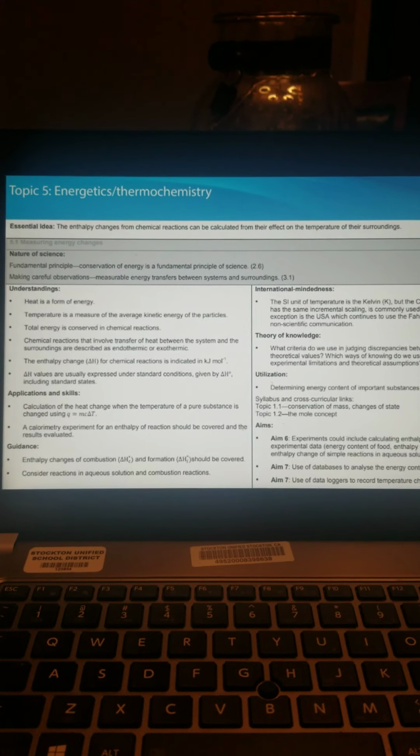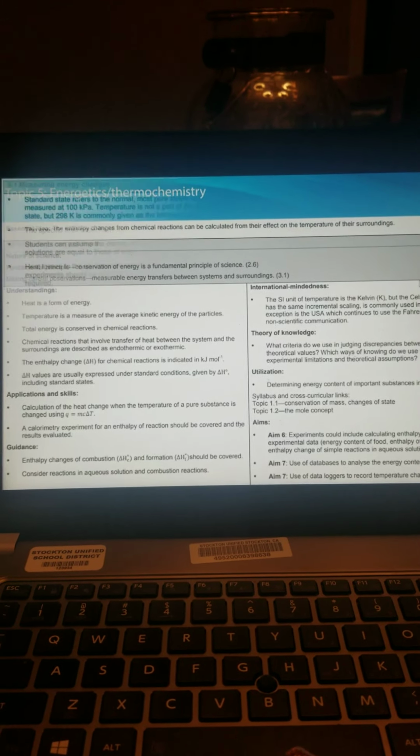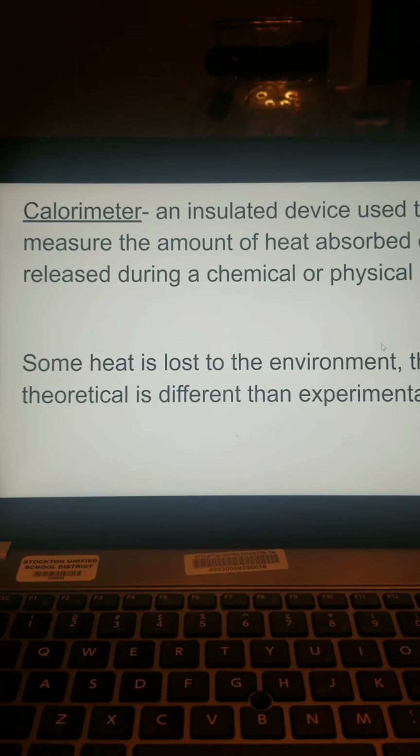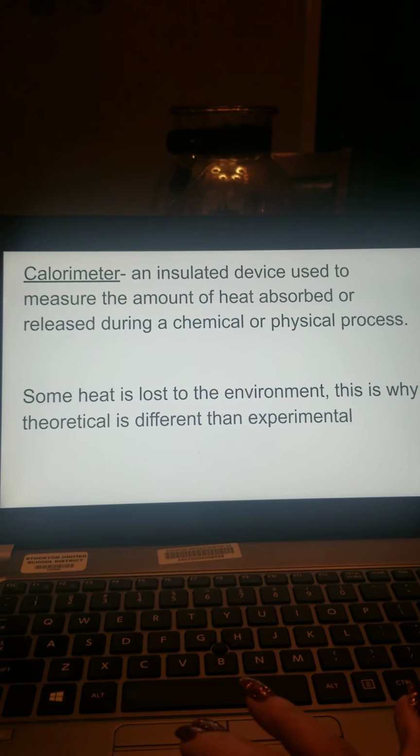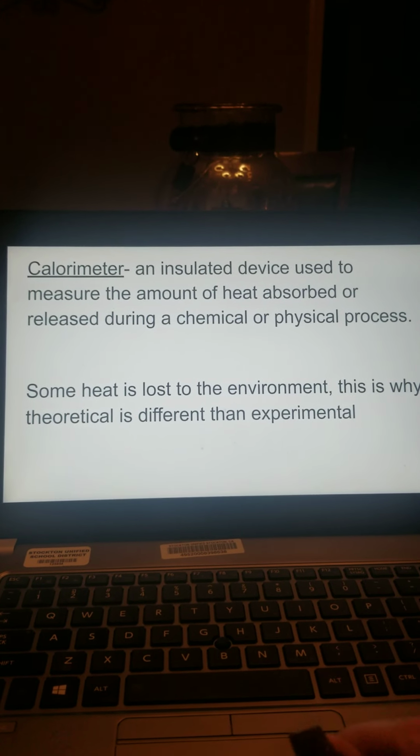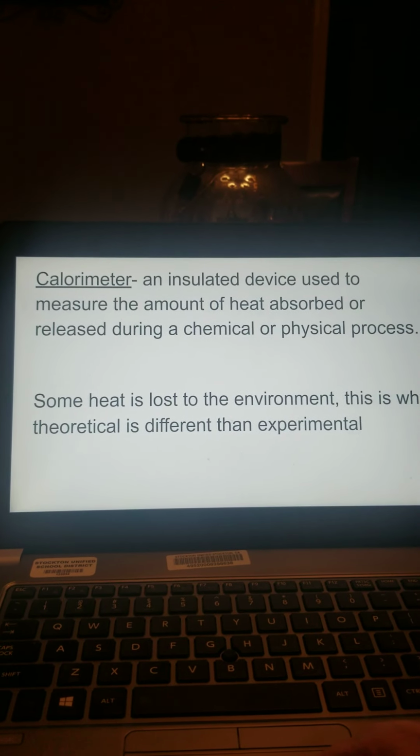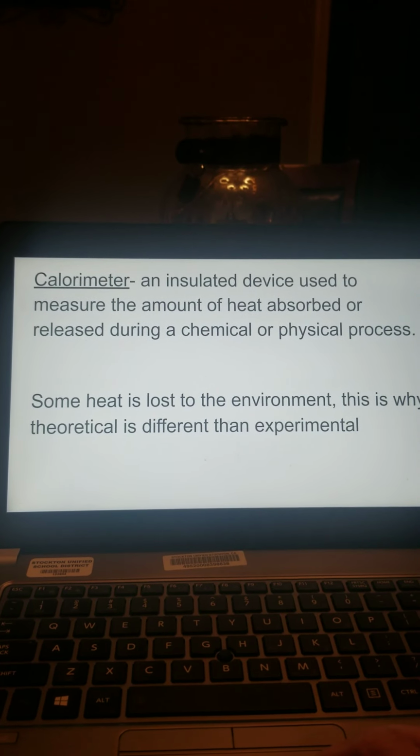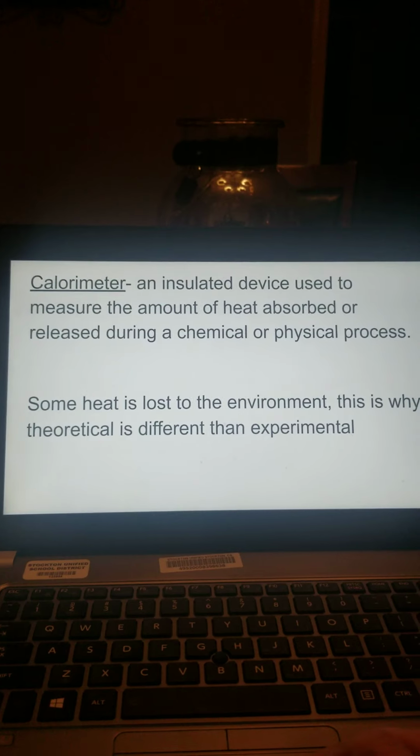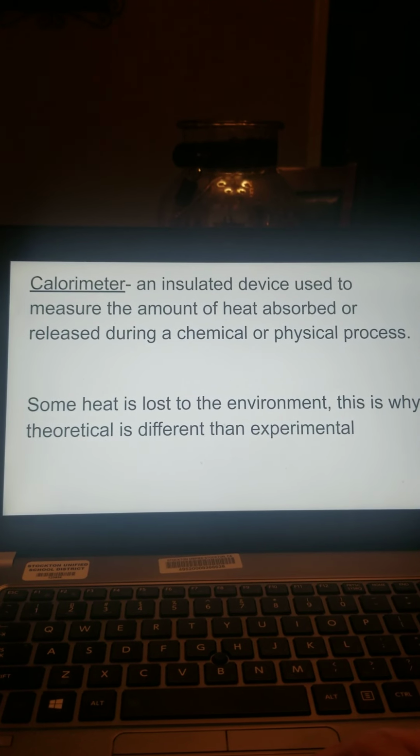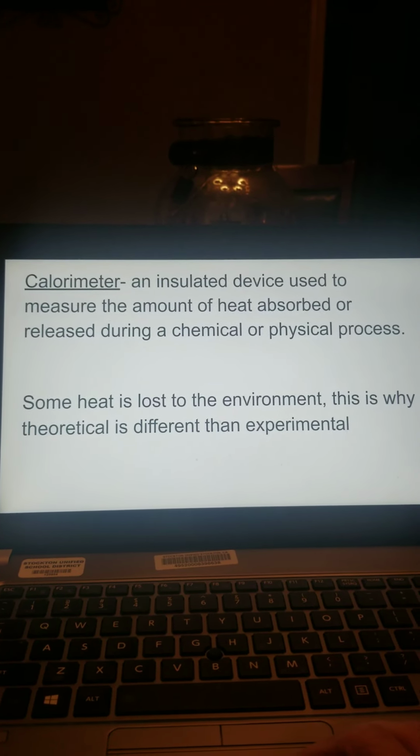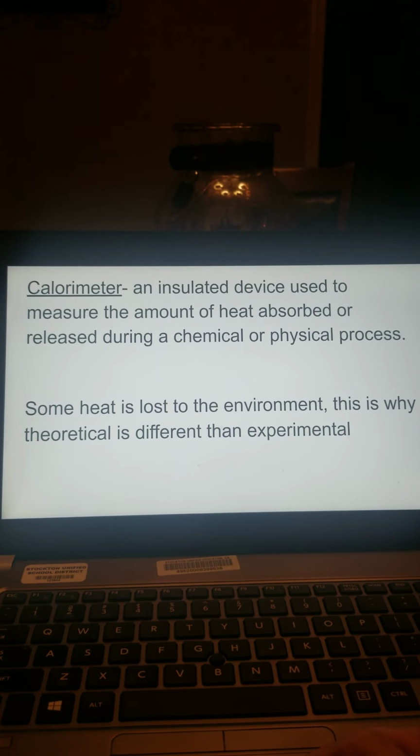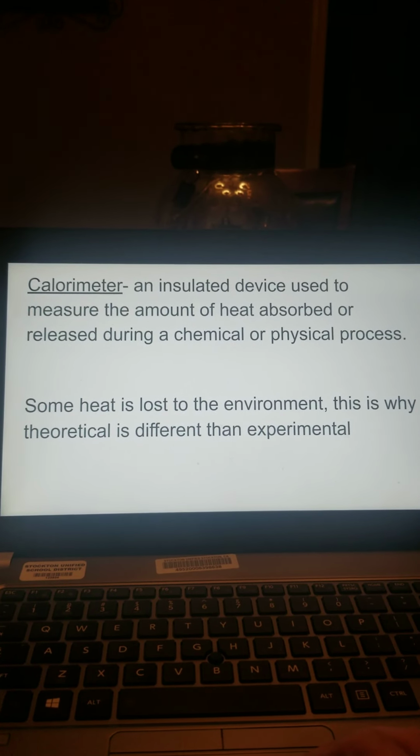Topic 5, energetics thermochem. So basically, we start with pretty basic stuff. We start with calorimetry. So we did calorimetry last year when we used a cup, remember, a styrofoam cup as a calorimeter, an insulated device used to measure the amount of heat absorbed or released during a chemical or physical process. Some heat is lost to the environment, and this is why theoretical is different than experimental.